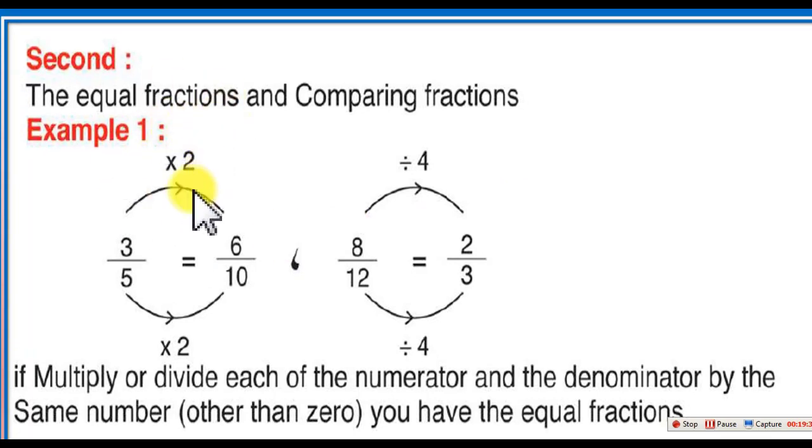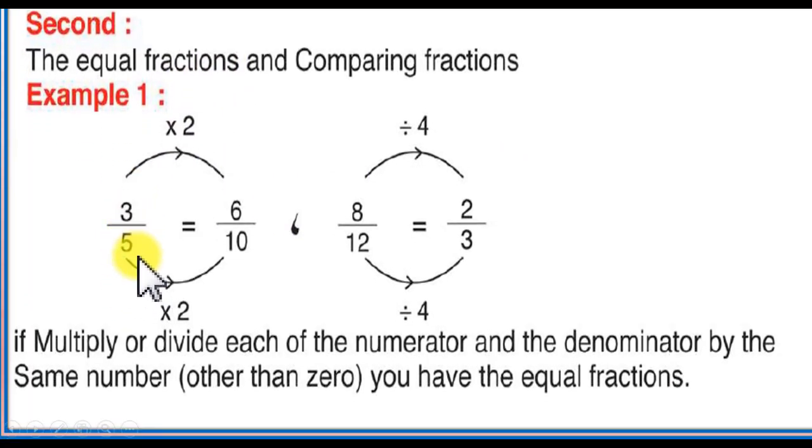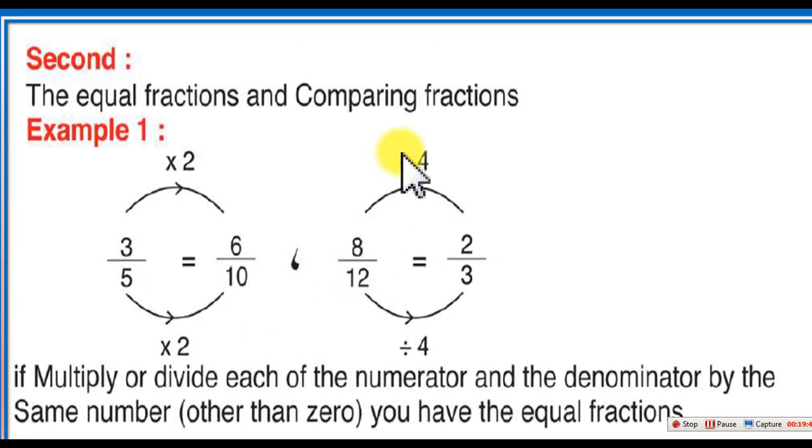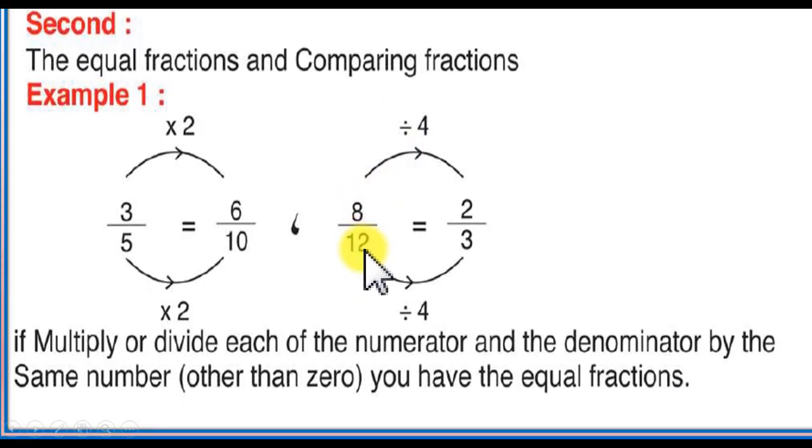For example, 3 over 5 equals, here we multiply by 2. You must multiply both of them, numerator and denominator. 3 times 2 equals 6. 5 times 2 equals 10. What about the second example? 8 over 12, divided by 4. 8 divided by 4, 12 divided by 4. Because 4 is the common factor between 8 and 12. 8 divided by 4 equals 2. 12 divided by 4 equals 3.